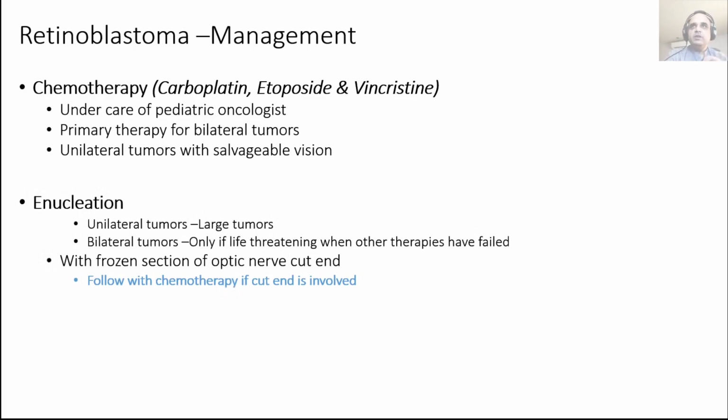Enucleation, i.e. removal of the eye, is for unilateral large tumors with questionable visual prognosis in the long run, together with dangers to the child's life. For bilateral tumors, it is only indicated if it's life-threatening, because you don't want the child to lose both his eyes. That's the biggest trauma, not only for the child later on, but for the parents as well.